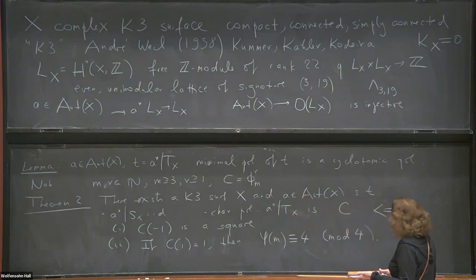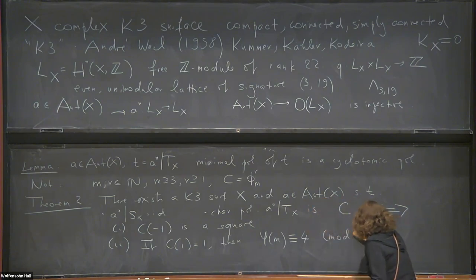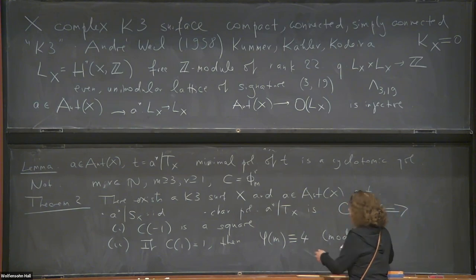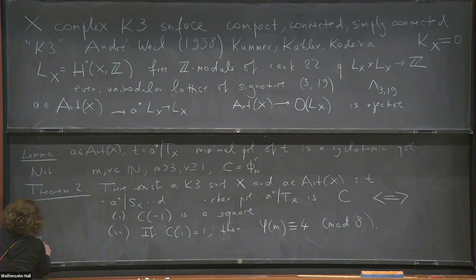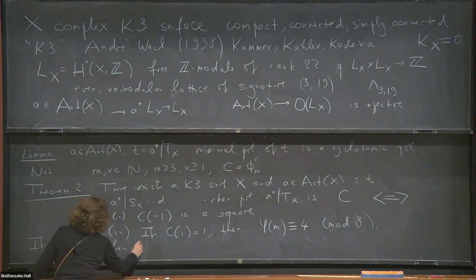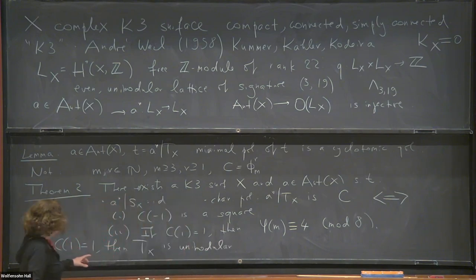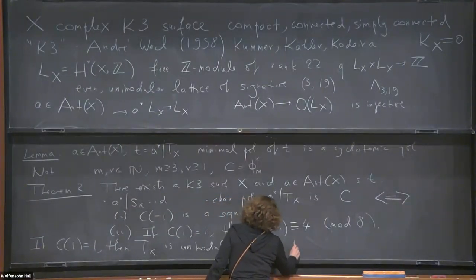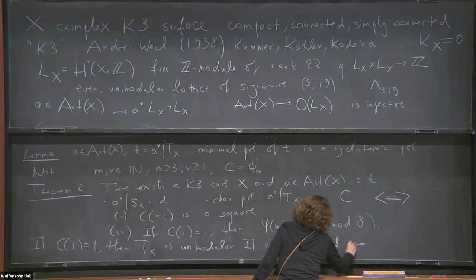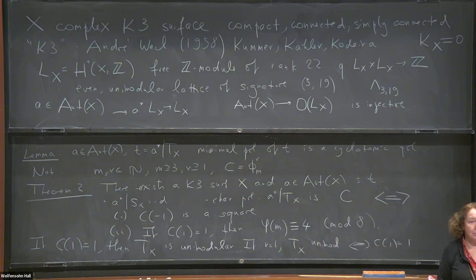Yes, sorry, absolutely. Thank you very much. And as a complement, moreover, if C of one is one, then TX is unimodular. One can also prove that if R is equal to one, then this is actually if and only if. And also, if R is equal to one, that surface is unique up to isomorphism.